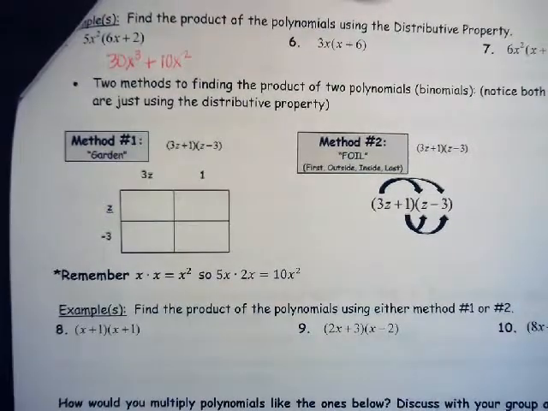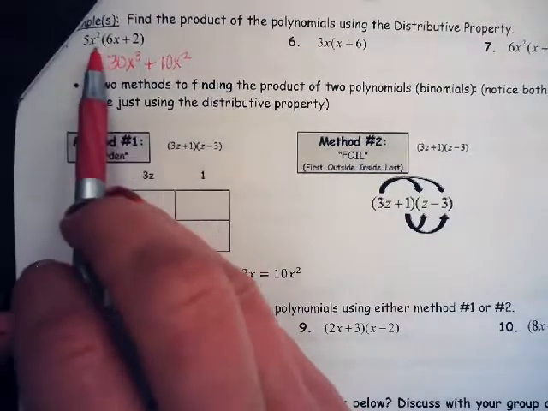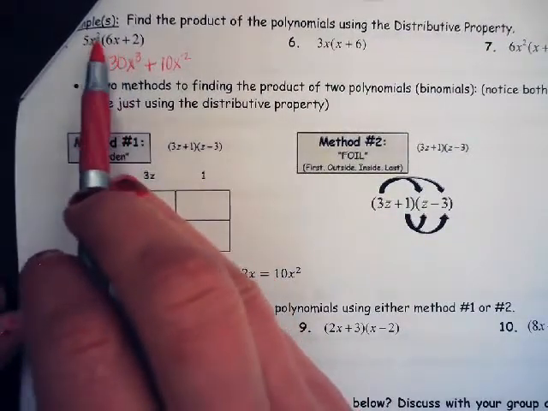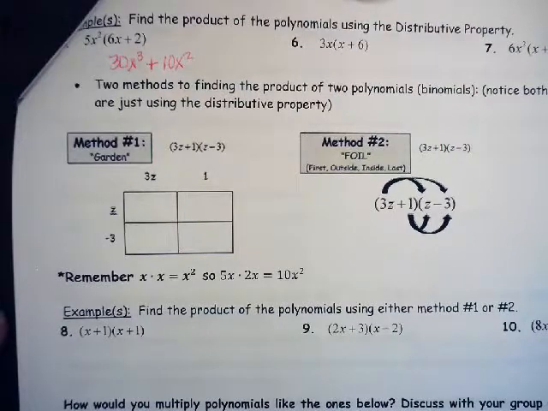So that's all I need to do on number 5. See if we can get this to focus again here. There we go. So I just distributed my 5. Remember the x times x, I have to add my exponents on this. So 2 and 1 gives me 3.